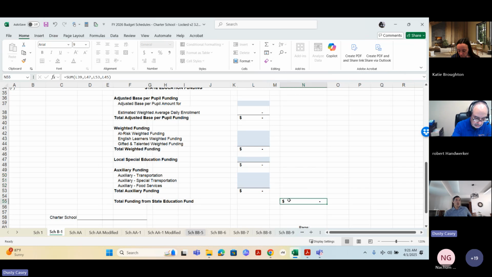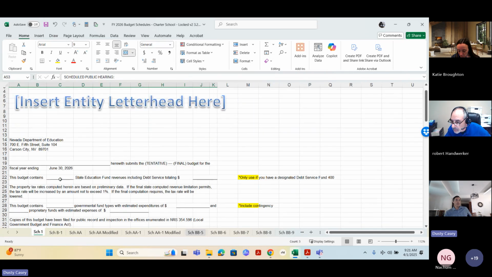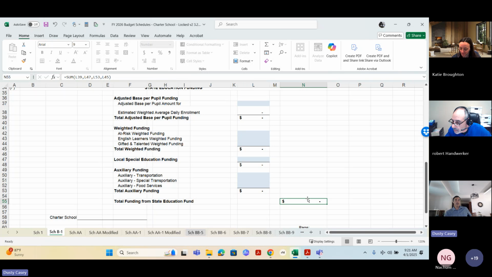And then you're going to have a total funding from the state education fund. This cell L55 is what should go back on schedule 1 in cell C22. Okay, so I'll repeat that. This sum of total state education fund should go back on schedule 1 in that cell C22.